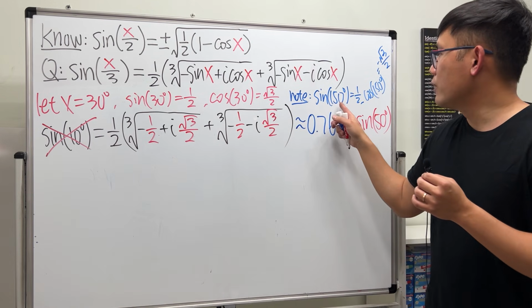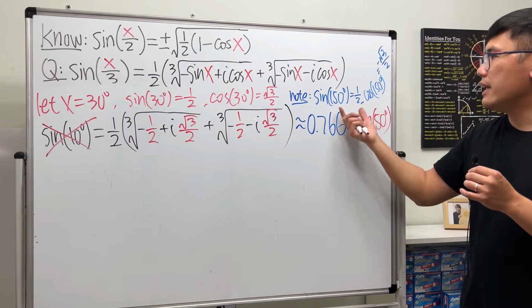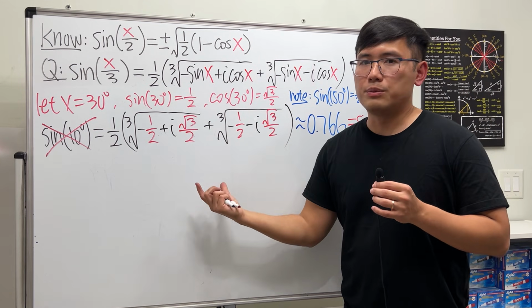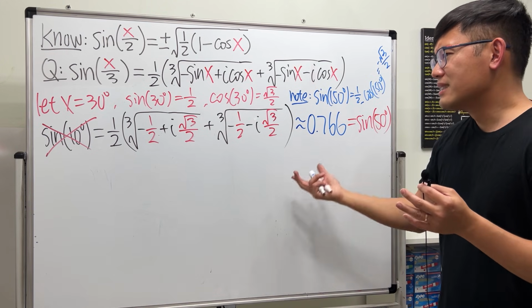So if you plug in 150, divide by 3, you get sine of 50 degrees, and you'll still end up with the same radical expression. So how exactly do we get a sine of 10 degrees though?